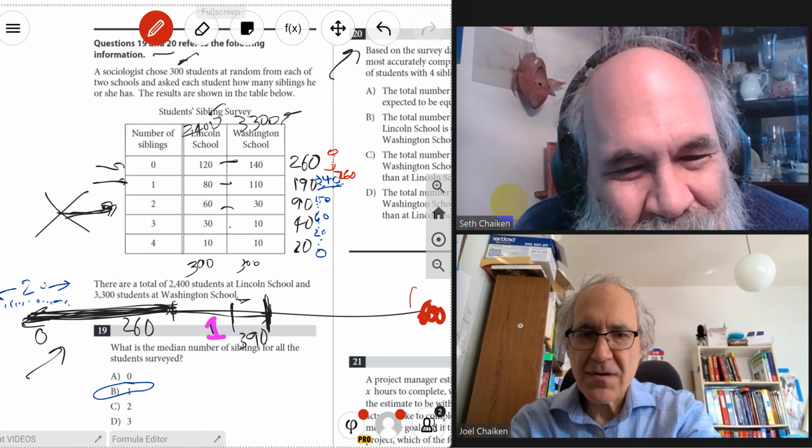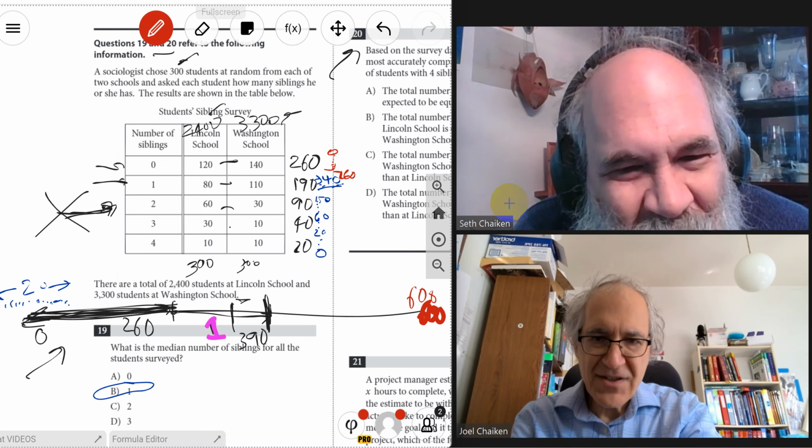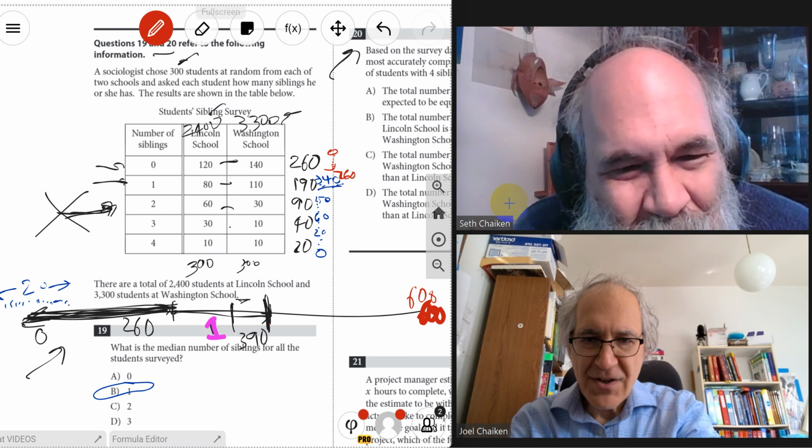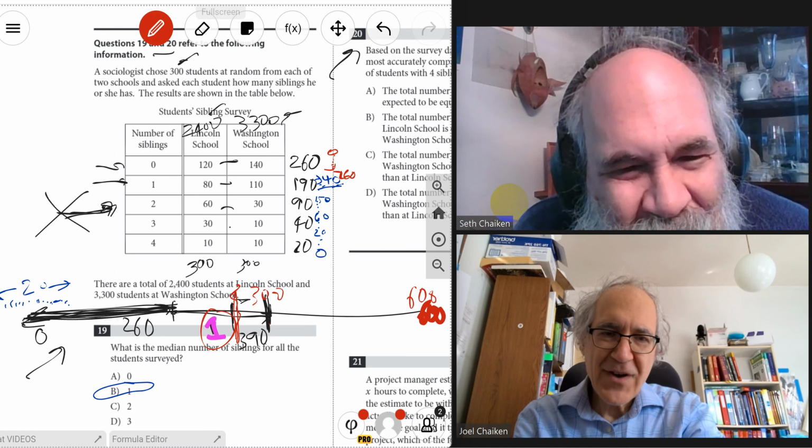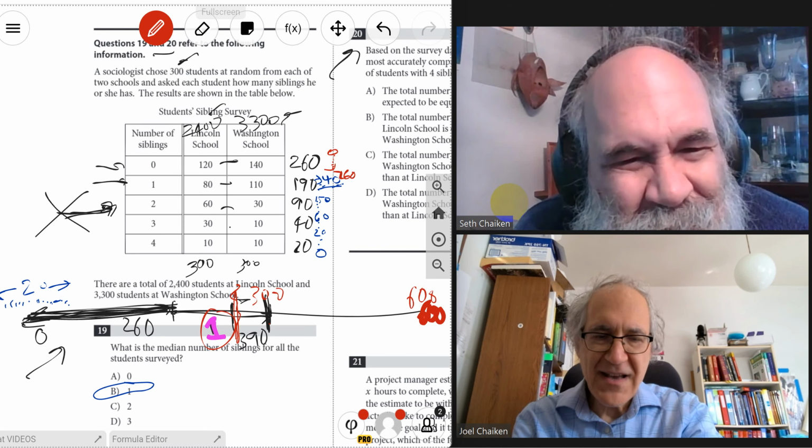600. So the middle number is the 300th. But this is already 390, so the middle number is here, right? 300. So clearly it's a 1. Yeah. Very good, you got it right. So 1 fits in the middle. You see how we do it? See how we have to line them up?